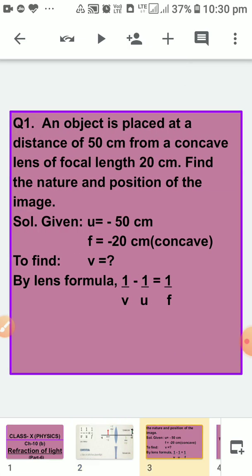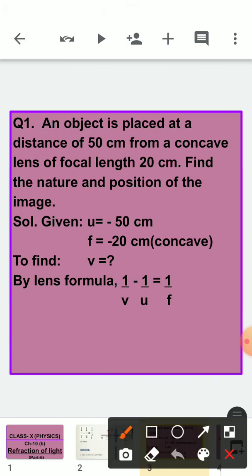Now the first numerical which we are solving here is: an object is placed at a distance of 50 centimeters from a concave lens of focal length 20 centimeters. Find the nature and position of the image. In this question, first we have to read the question carefully and find out which values are given. Here it is said that the object is placed at 50 centimeters, so this will be the object distance. And we know that the object is always placed on the left-hand side, so we take this distance as minus 50.